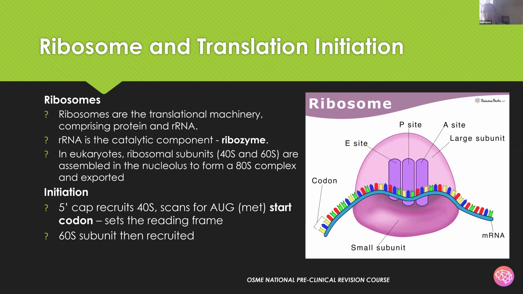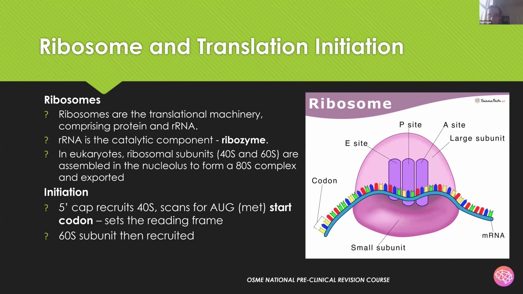So ribosomes are our translational machinery, and they're composed of 2 subunits, a large 60S and a smaller 40S, and they're assembled in the nucleolus to form our ATS complex. The rRNA is a catalytic component of the ribosome, and that's known as the ribozyme.